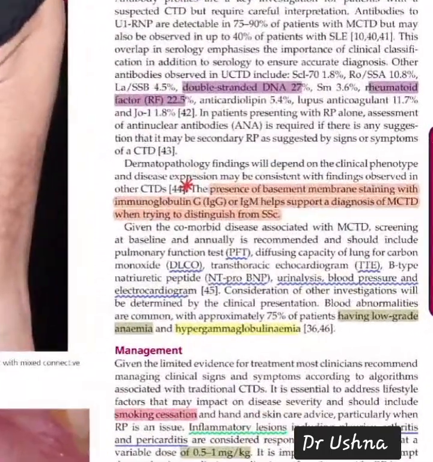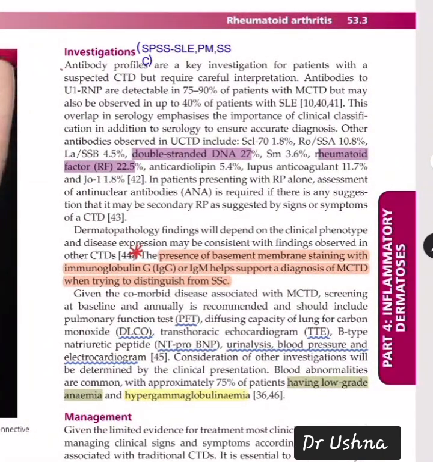For investigation of a patient with MCTD, the first important thing is the antibody profile. You should rule out all the connective tissue diseases or suspected connective tissue diseases, and a must is U1RNP to fulfill the diagnostic criteria of the MCTD. Then, keeping in mind the connective tissue diseases, you have to do Ro and La antibodies, Scl antibodies, double-stranded DNA, RA factor, anticardiolipin, lupus anticoagulant, and Jo antibodies for all the connective tissue diseases that form the parts of the MCTD criteria: systemic sclerosis, SLE, dermatomyositis, polymyositis, and RA.